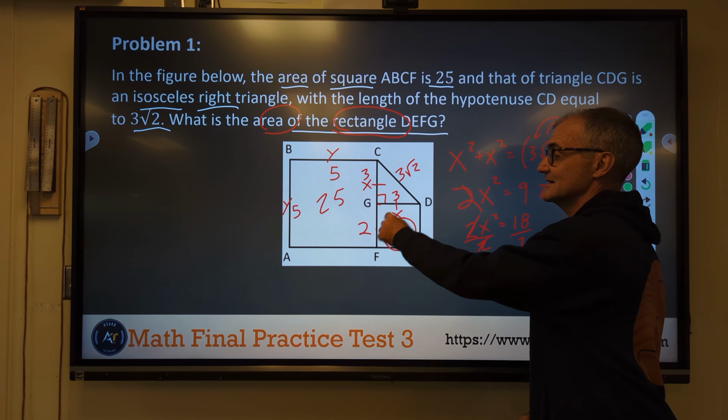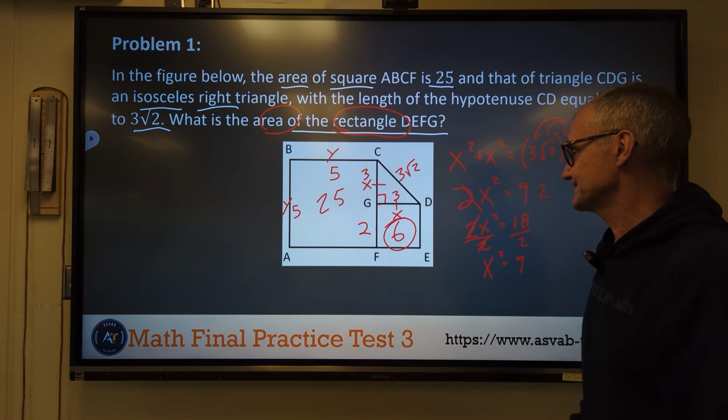So these two sides are not congruent to get an area of 6.